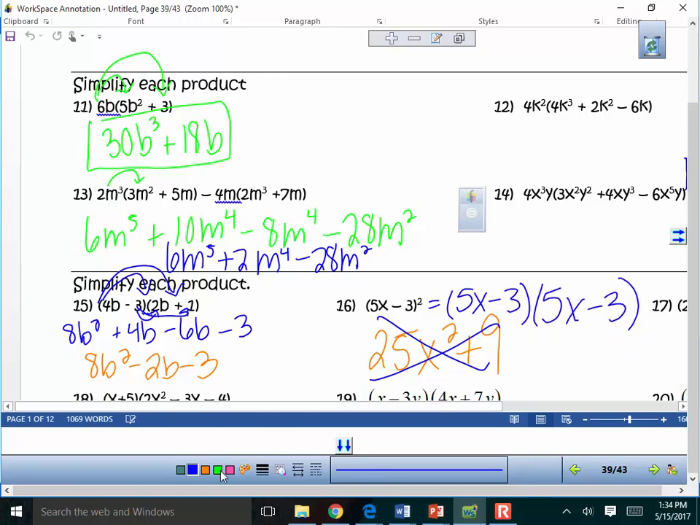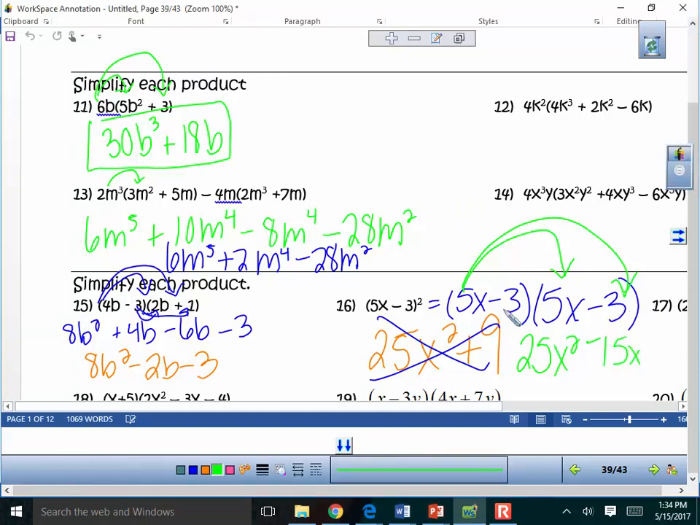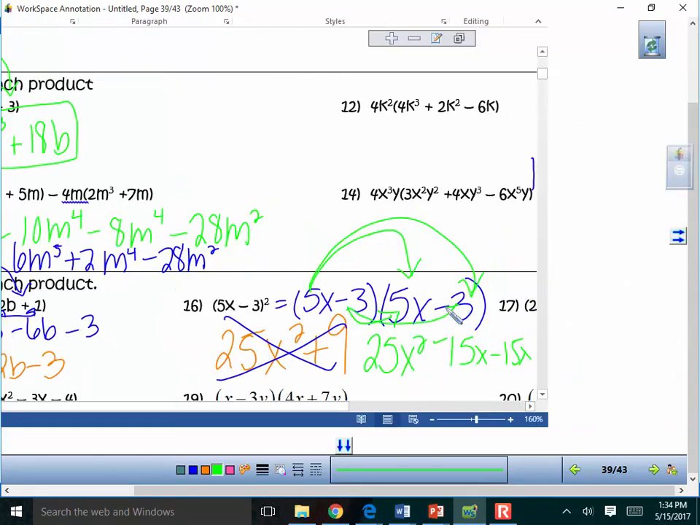All right, so now we have to use the distributive property. We get 25x squared minus 15x. Ooh, I don't know what number I was trying to write there, but that was not 15. Minus 15x, minus 15x, plus 9.